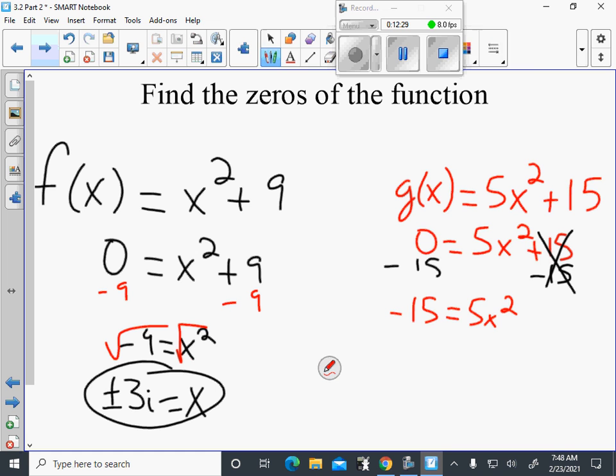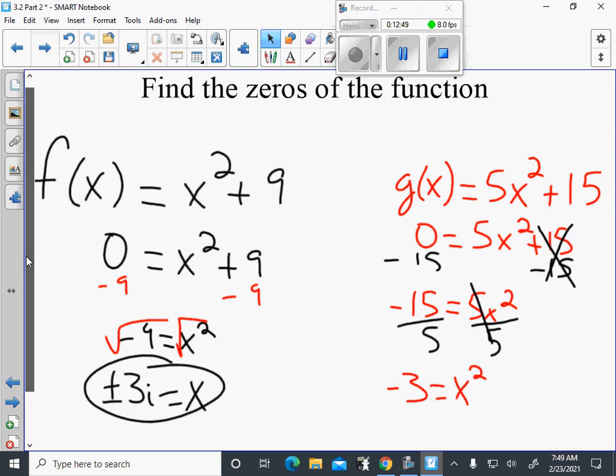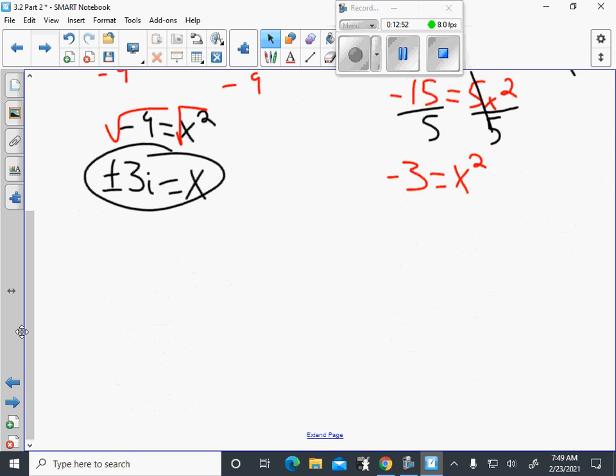Solve for x. What do we have to do first? Don't take the square root yet. We're going to get rid of that 5. Okay, so we're left with negative 3 equals x squared. And let me scroll down here. Okay, now what's left? Take the square root to solve for x. We're left with x is equal to.